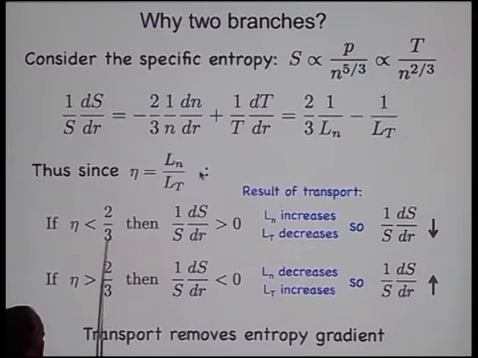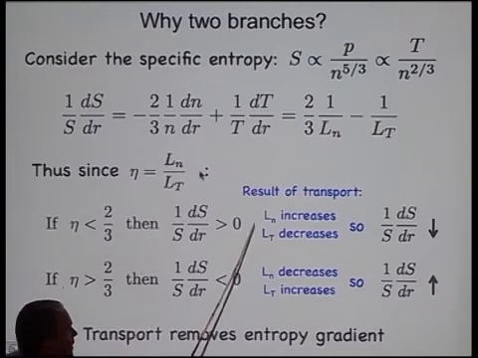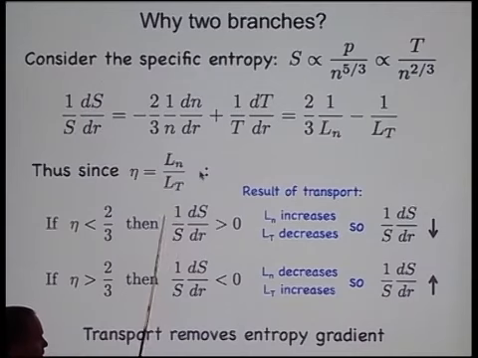In the small eta regime, the particle flux is positive radially. That positive transport relaxes the density gradient. That means ln increases, whereas the temperature flux is negative. That means the temperature gradient steepens, so LT decreases.